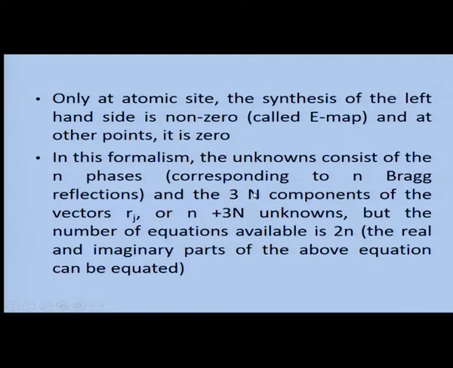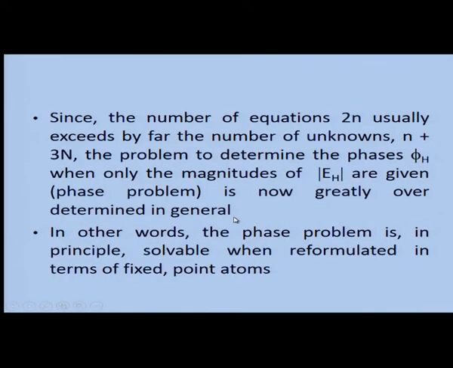So, the total number of unknowns will be n plus 3n, right. Now, if we equate the real and imaginary parts of the structure factor equation, we have 2n equations. Usually, if you take 500 or 600 reflections, then this 2n is much larger than n plus 3n, which means that the phase problem formulated by the above equation is possible, because we have a redundant number of equations. The number of equations available exceeds the number of unknowns. Okay. So, that is what I have been telling here.